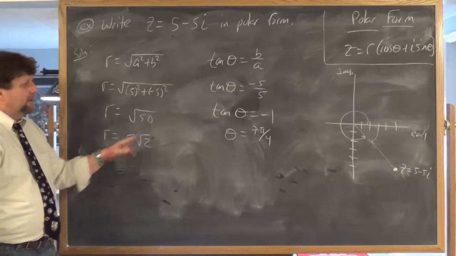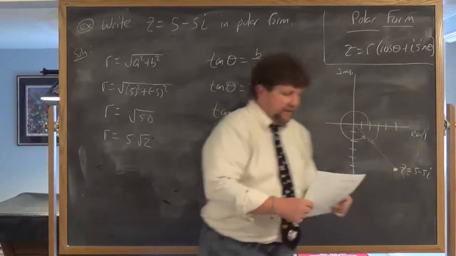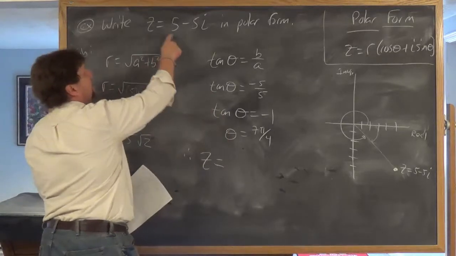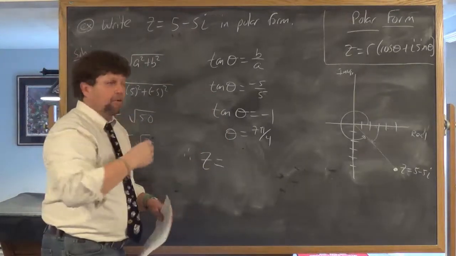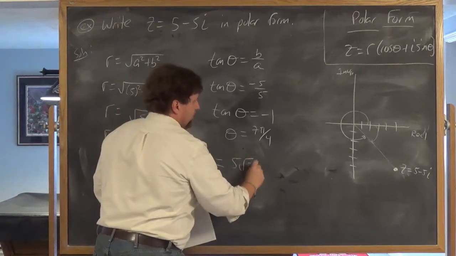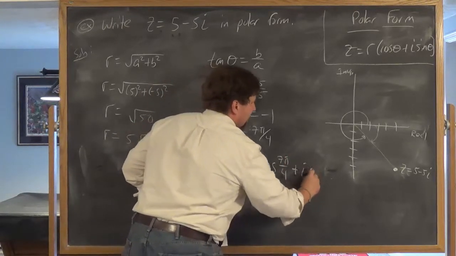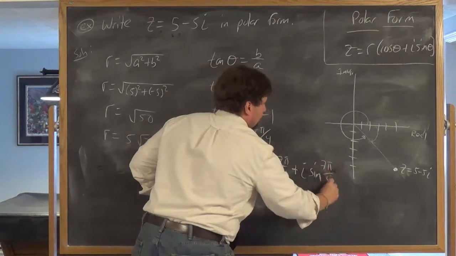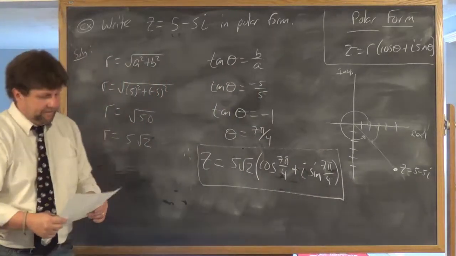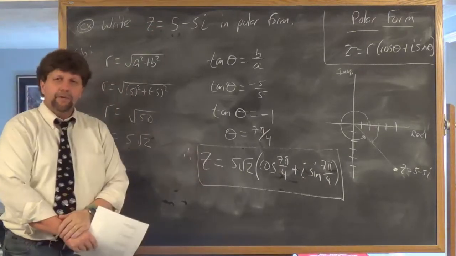So we have all the parts and pieces. We know what r is. We know what theta is. So we can now write that z equals 5 minus 5i in polar form would be z equals r, which is 5 square root 2, times cosine 7 pi over 4 plus I sine 7 pi over 4. And that's all there is to it. So that's it on how you can take a standard form, put it into polar form.